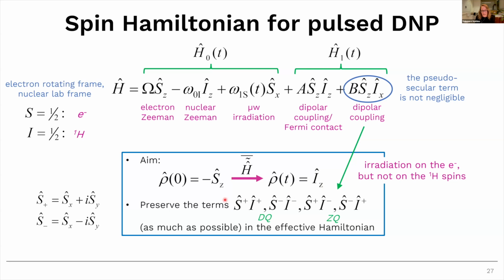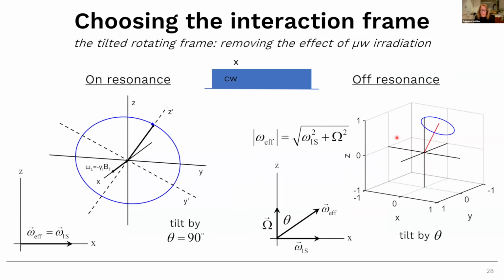Now, it turns out that in order to do that, we need to preserve these double quantum and zero quantum terms, which will do the DNP in the effective Hamiltonian. And we can do that by irradiating on the electron spins, but not on the proton spin. So it's actually the pseudo-secular term that will lead to these terms when you apply irradiation on the electrons, but not on the proton spin. Okay, so we have a general strategy.